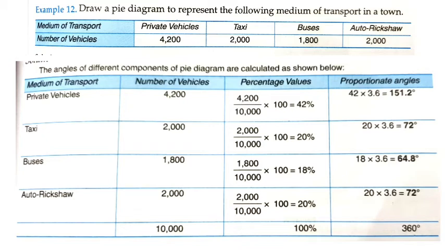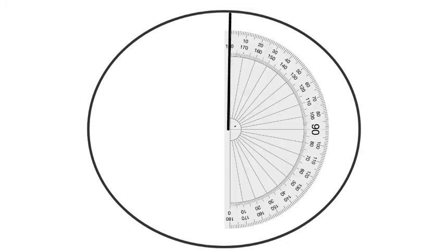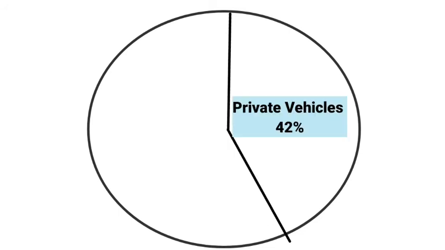Now how to make a pie diagram? Just make one circle. After making that circle, make one radius from the center. Any radius you can take, from any point. Now this radius will be treated as the baseline for making the first angle. Use your protractor from the midpoint and draw an angle.